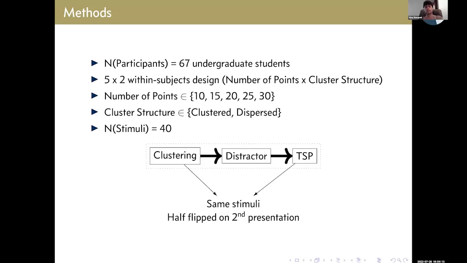On to the methods. 67 undergraduate students participated in our study, and it was a 5x2 within-subjects design. There were 5 different numbers of points ranging from 10 to 30, and there were 2 different cluster structures, clustered or dispersed. We used 40 stimuli. Participants first clustered the 40 stimuli, and then they completed a distractor task. And then they solved the traveling salesperson problem on the same stimuli. Half the stimuli were flipped the second time so that participants wouldn't notice, and we didn't find any evidence of them noticing. So we did not include this flipping factor in our analyses.